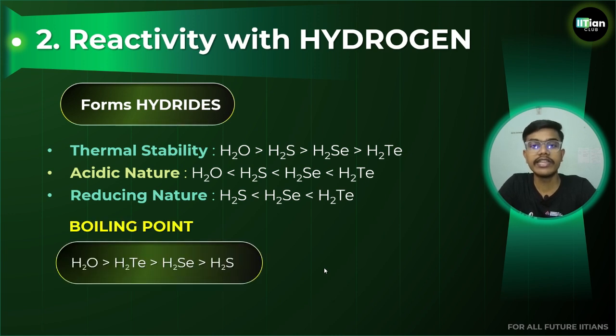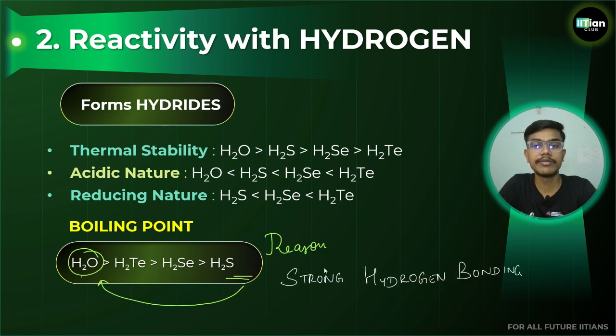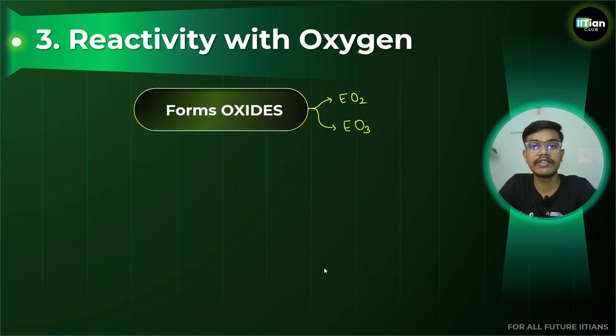Generally, the boiling point increases down the group, but as water has strong hydrogen bonding, it has the highest boiling point among these. But generally, the boiling point increases down the group when the atomic mass increases. Next, we have reactivity with oxygen, where it forms oxides, dioxides and trioxides.